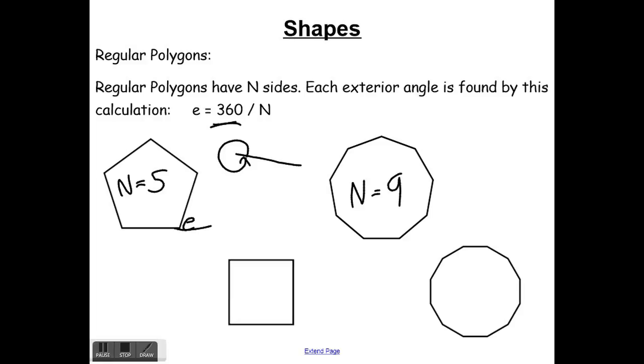Calculator. 360 divided by 5. It's 72. Yes.